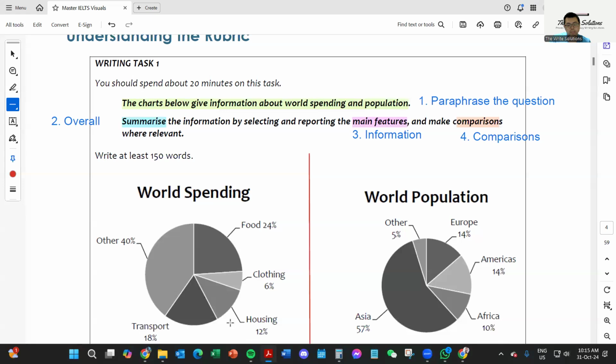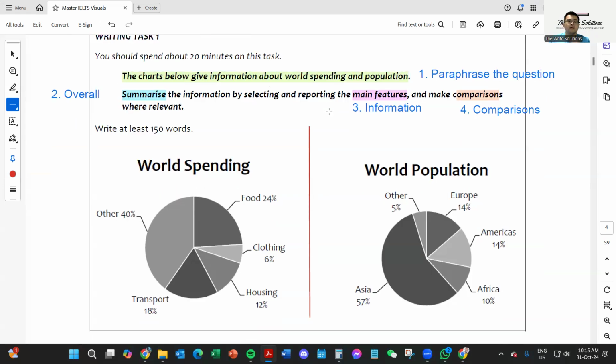So you can paraphrase the question, okay? Because there's an "and" connecting one and the other, that could be in one paragraph. Another way to paraphrase it is, "these charts illustrate." You can use synonyms. Illustrate world spending and world population, and will define and separate the two.